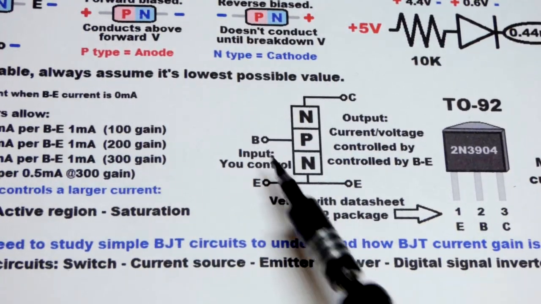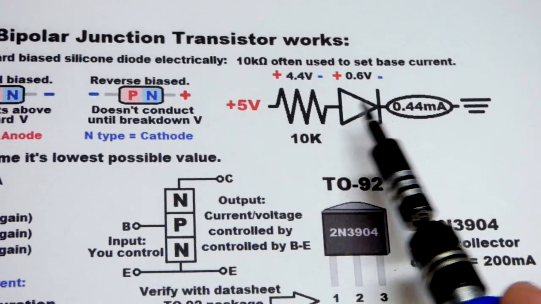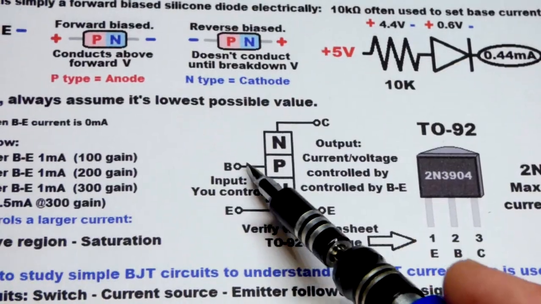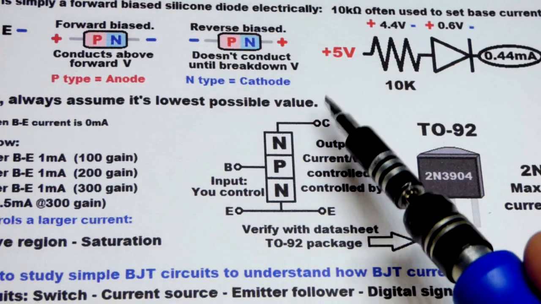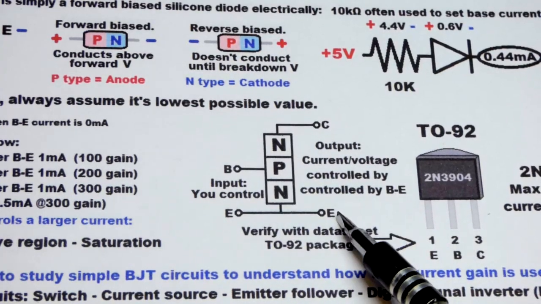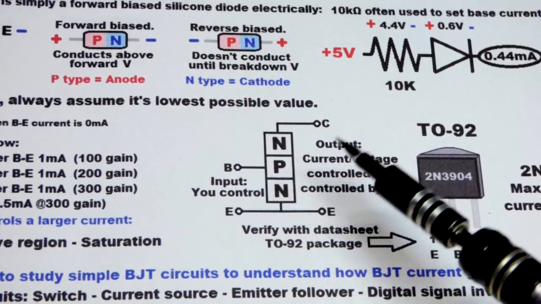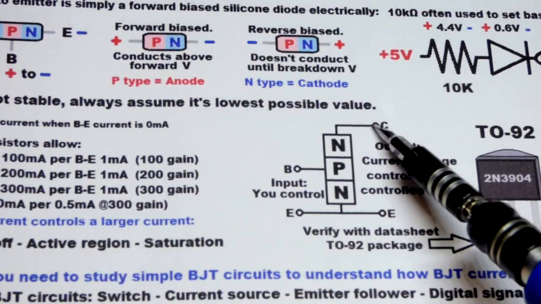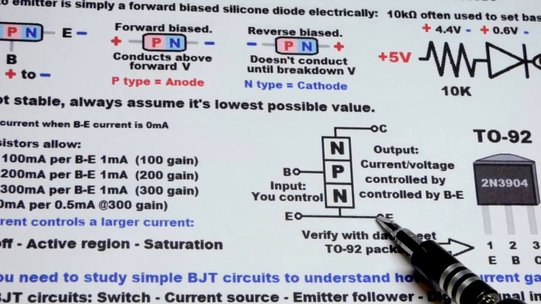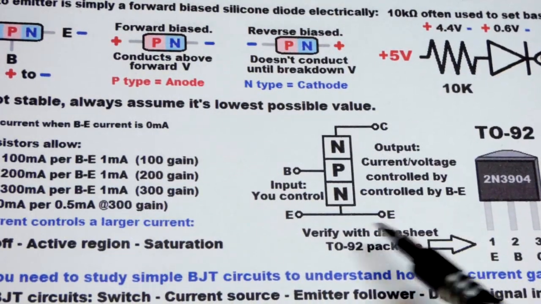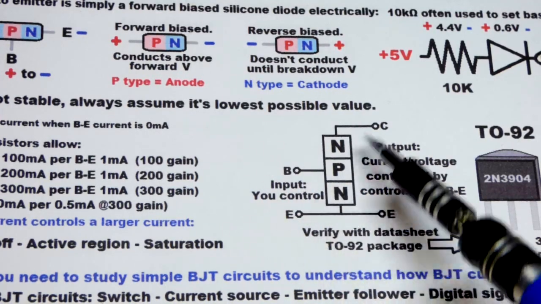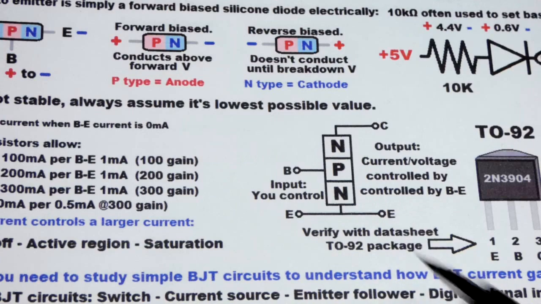But in any case, we looked at the base to emitter. Basically, it's like a diode, and you control how much current flows through it, usually with the resistor. There's some other ways too. But the main thing is, you've got the base to emitter current. You also have the collector to emitter current. So the general rule: the transistor will be cut off. It'll be off. There'll be no collector to emitter current if there's no base to emitter current. So you need some base to emitter current for there to be collector to emitter current.